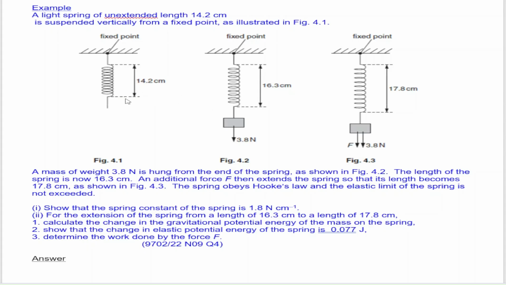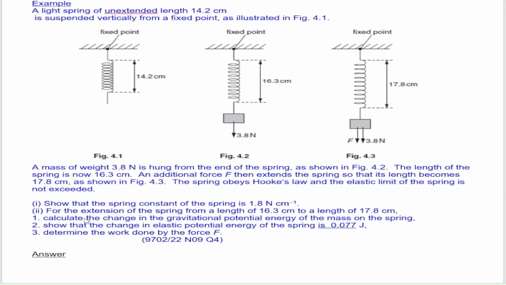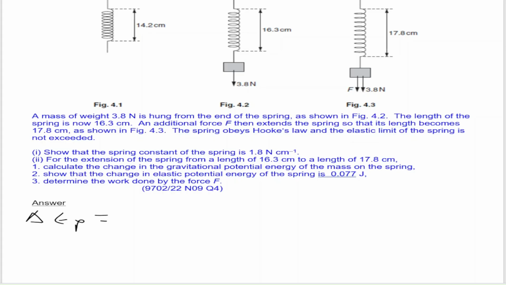So it's just going to be 3.8 over 2.1, which is going to give you 1.8 newtons per centimeter, as shown. For part 2, it says for the extension of the spring from a length of 16.3 to 17.8 centimeters, calculate the change in the gravitational potential energy of the mass of the spring. Now, to find the change in the gravitational potential energy, delta EP is just going to be equal to mg delta H. And we are given that the weight is 3.8, so mg is 3.8 multiplied by delta H.